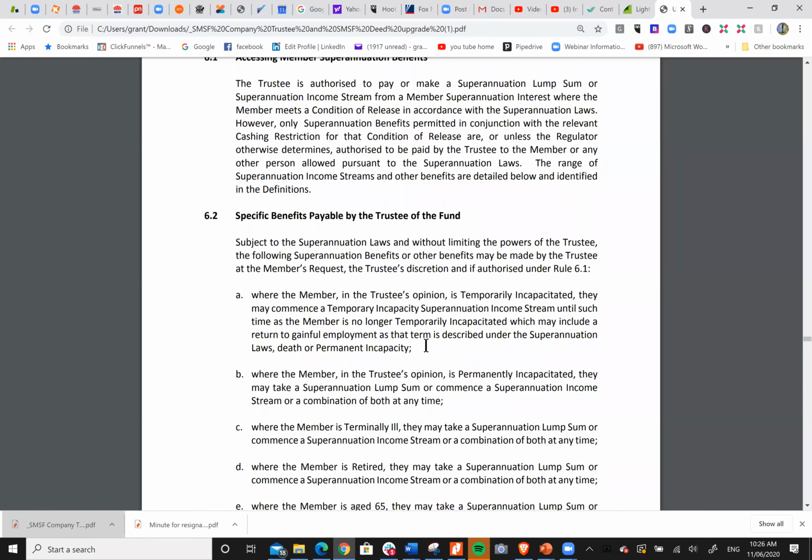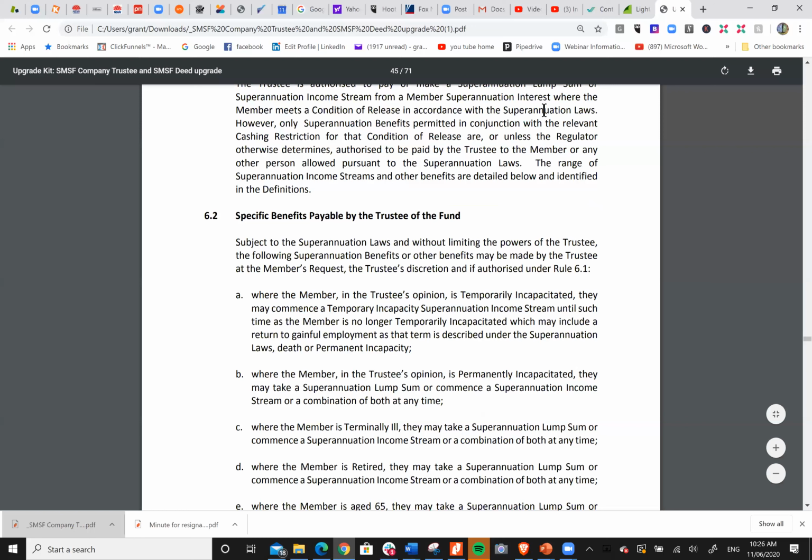So everything is sitting effectively in the deed. So the deed gets a double thumbs up. And just go and pull up any of your deeds and do a Control F, and then just see if you've got temporary incapacity in there.